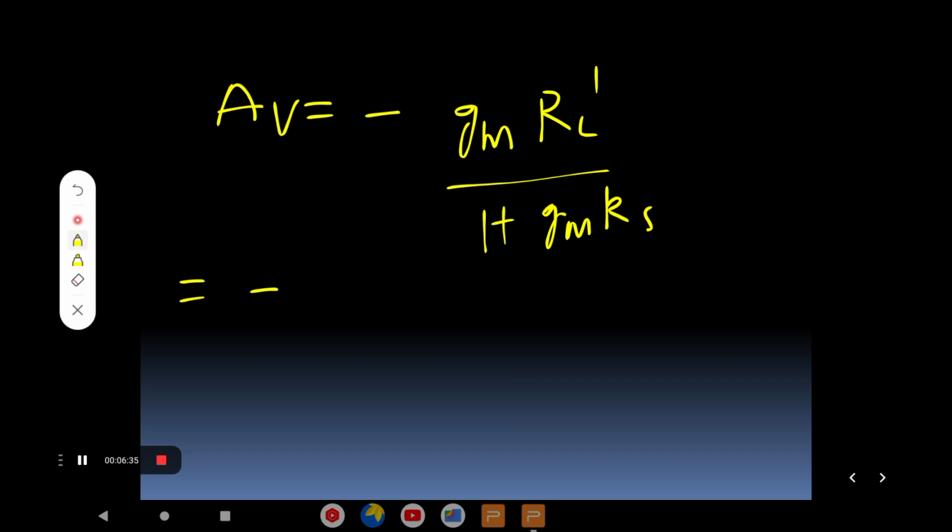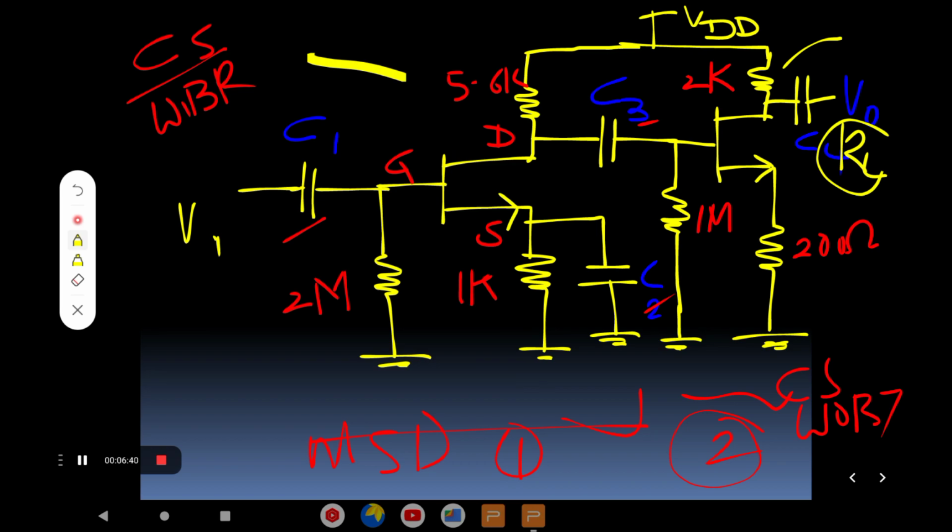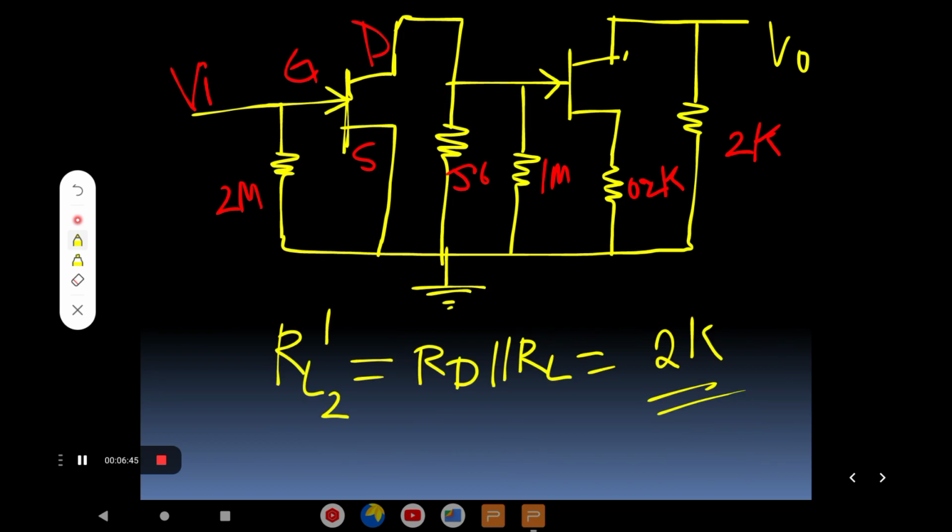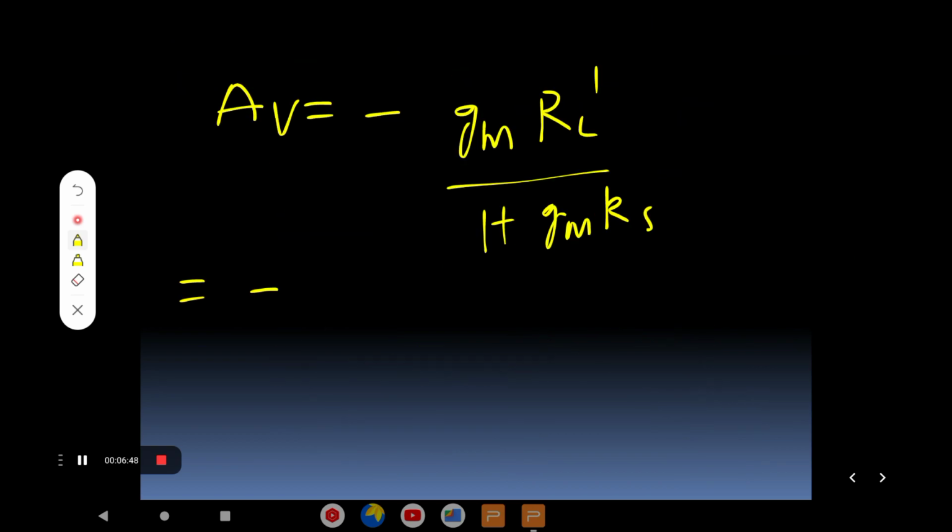For that purpose, gm is already given in the data, that is 5 milliseconds. So gm = 5 mS, and -gm = -5. RL' I will call RL2', which is equal to 2 kilo ohms. That is 2 divided by 1 plus gm equal to 5, and at the same time the source resistance.